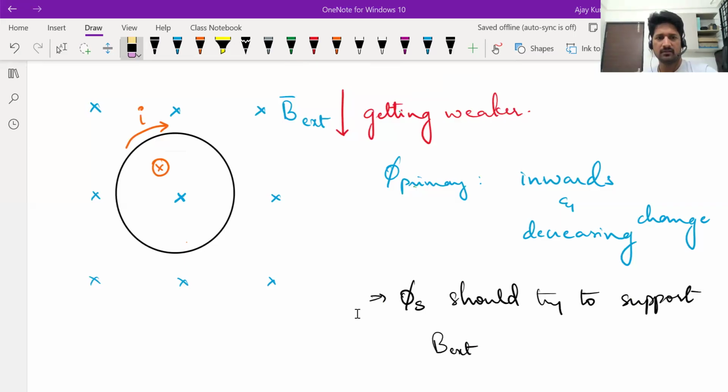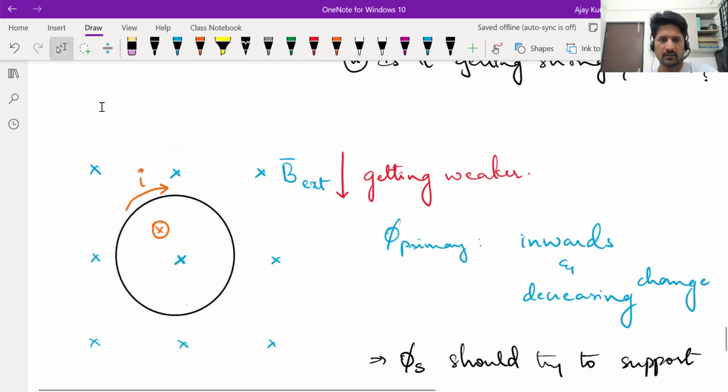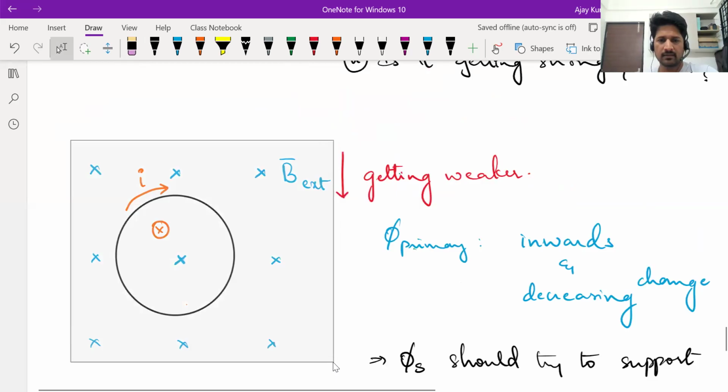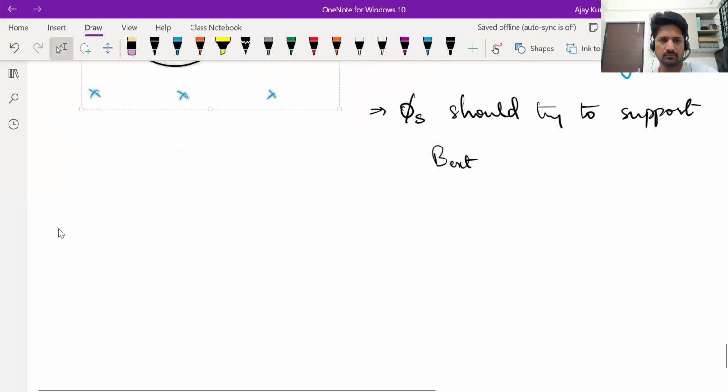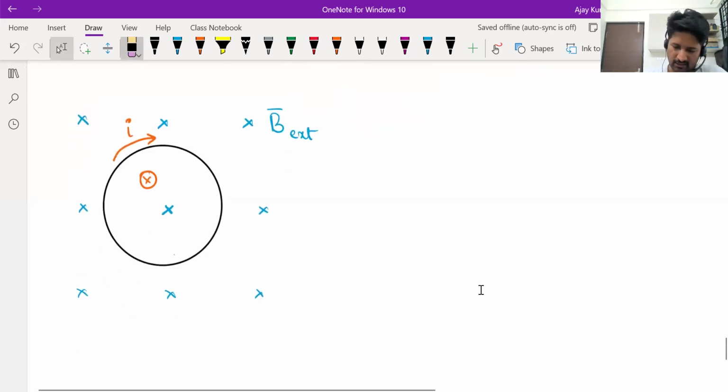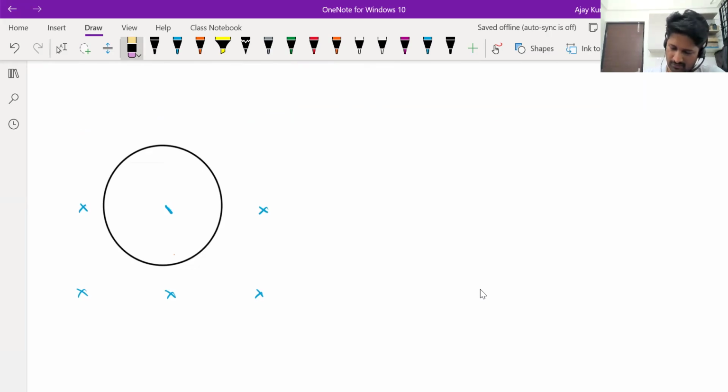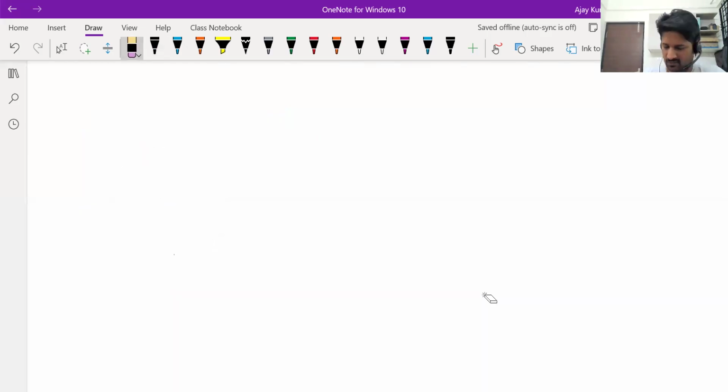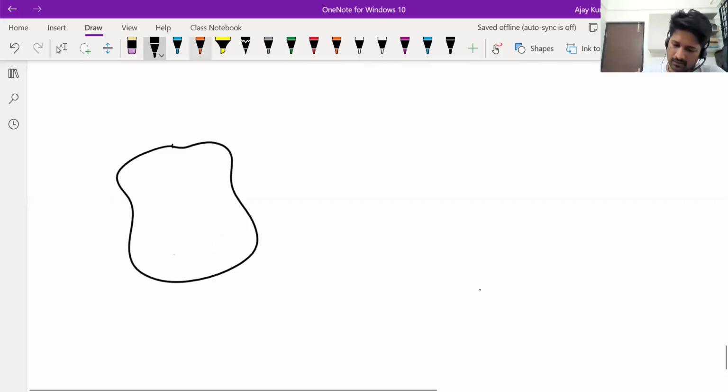Okay, let's try some more questions based on this. Just quickly tell me the direction of current. Type your answers in chat. Direction of induced current. Fine, let's take an outward magnetic field, no, not inward. And okay, the loop doesn't have to be circular, it could be in any shape. Let's say there's a magnetic field out of the screen this time.